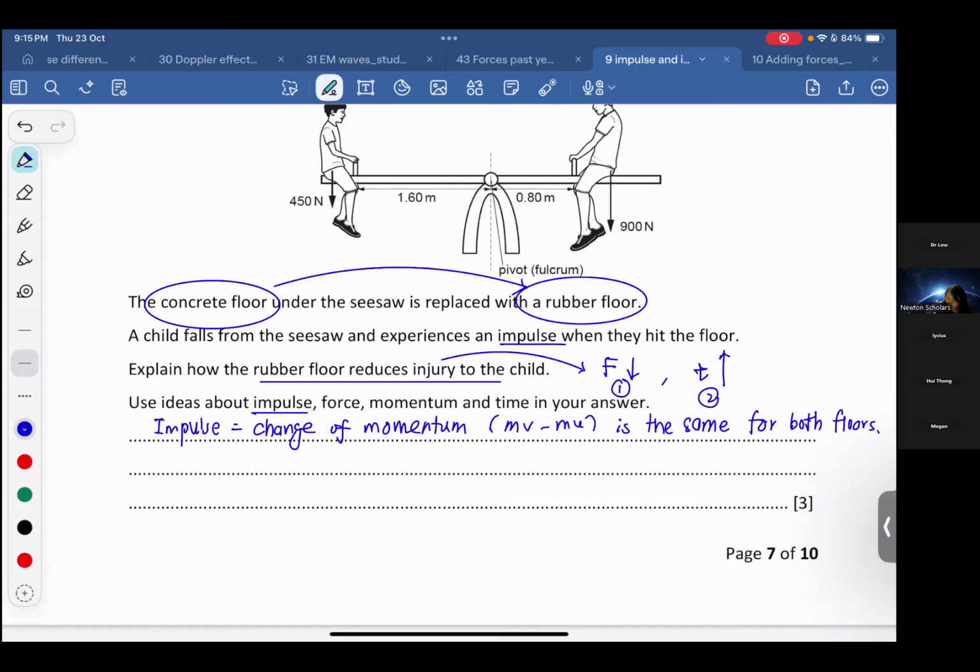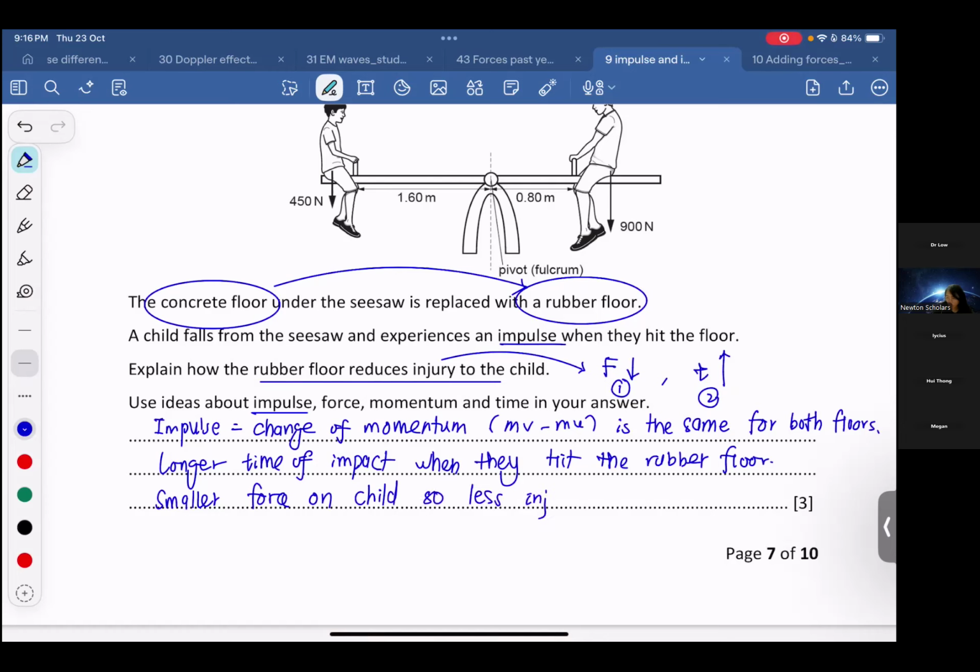Rubber floor gives a longer time of impact when they hit the floor, so a smaller impulsive force on the child, so less injury.